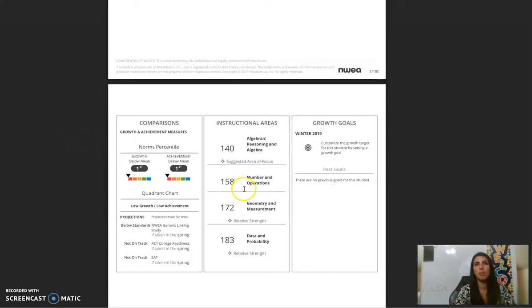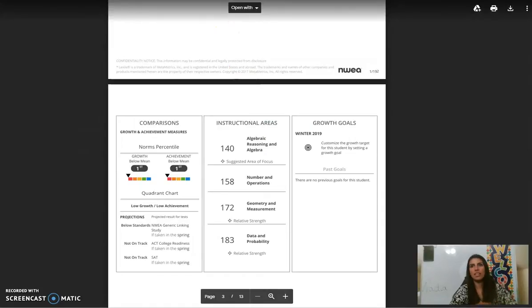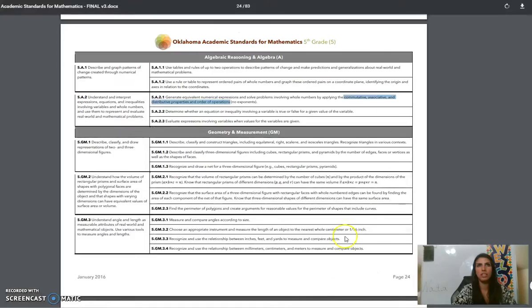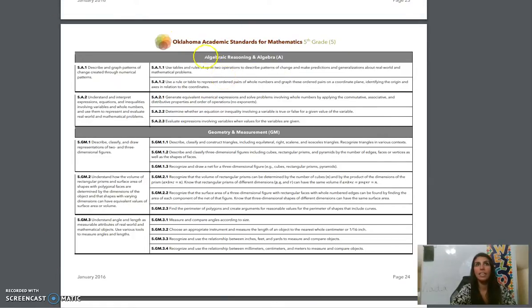And then next is number and operations. So there is some room for growth there, but the main one that we really want to focus on is going to be algebraic reasoning and algebra. So what does that mean exactly? Let's take a look at those standards. So here are the Oklahoma Academic Standards for Grade 5 Math. And again, this is where Jacob is showing that real opportunity for growth. So this is where I want to focus. Specifically, I think it's important that we start here.